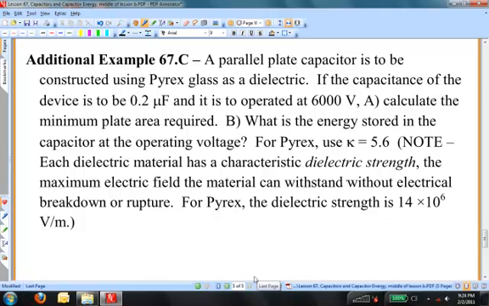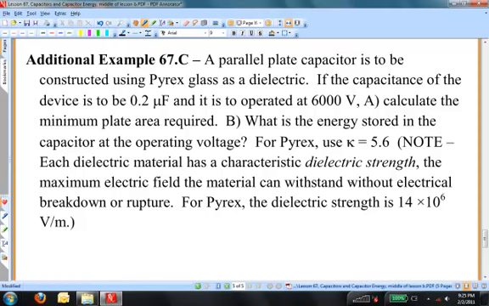For Pyrex, use kappa equals 5.6. Note, each dielectric material has a characteristic dielectric strength, the maximum electric field the material can withstand without electrical breakdown or rupture. For Pyrex, the dielectric strength is 14 times 10 to the 6 volts per meter. Wow, there's a lot going on in this problem.